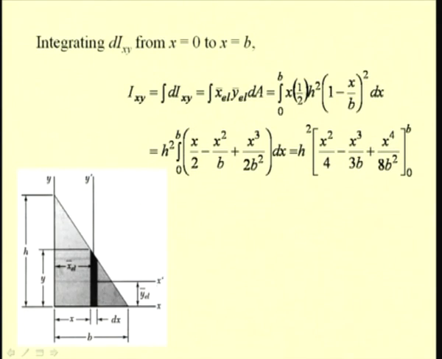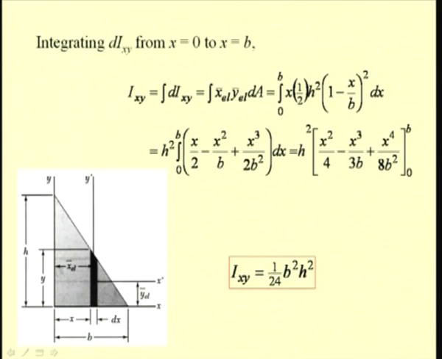So, now we simplify this and apply the limits. We have this quantity. After simplification, it is 1 by 24 times b square h square. So, this is the product of inertia of the given triangle with respect to the OXY axis.